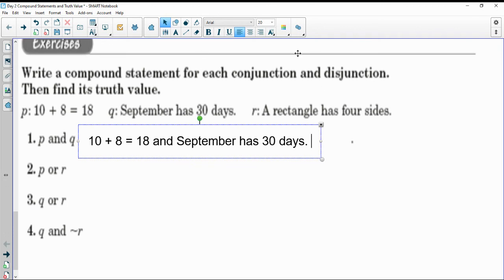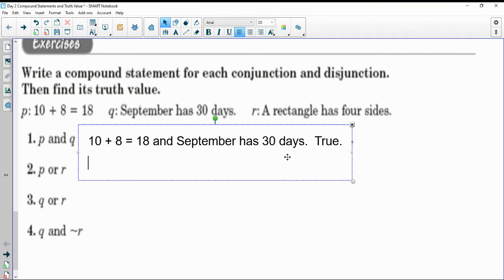Okay, so that's my statement, and then I'm supposed to find the truth value. So remember, for an and, I need this and this to be true for it to work. So 10 and 8 is 18. That's true. September has 30 days. That's true. That makes this true. Okay. Number 2, P or Q. So P, again, is the 10 plus 8 equals 18, and it says or. So that's for number 2, P or Q.